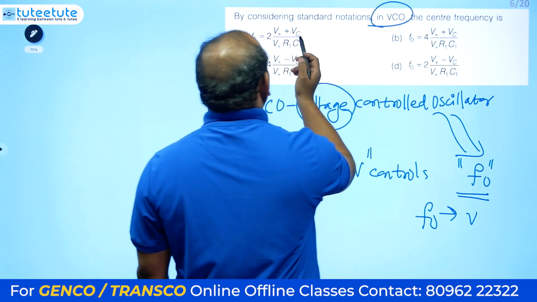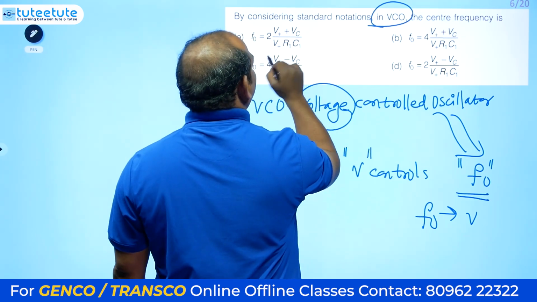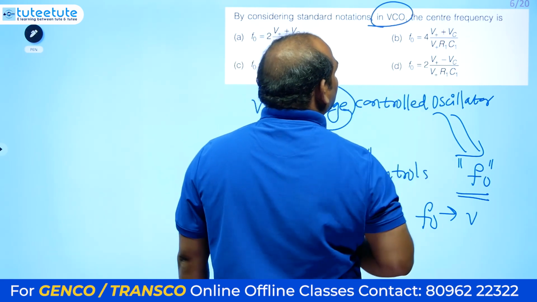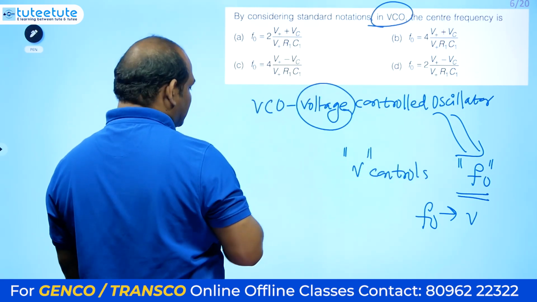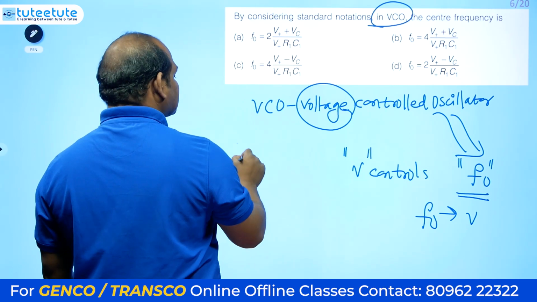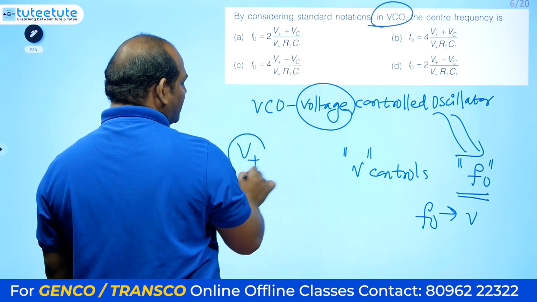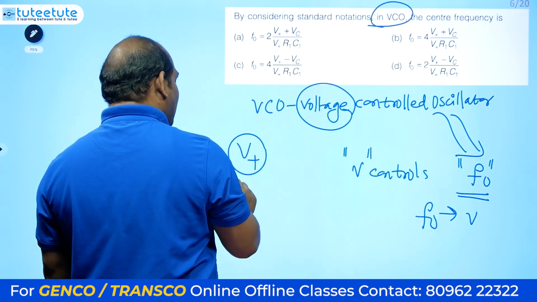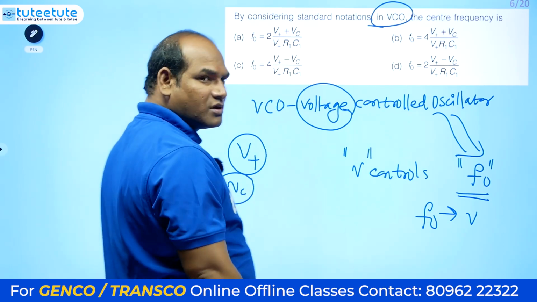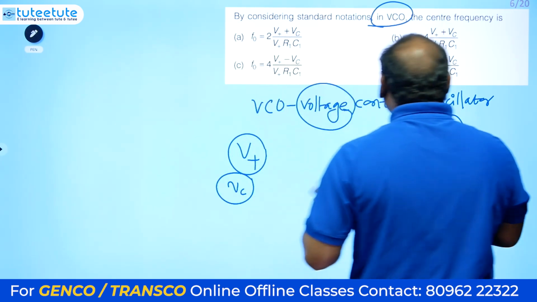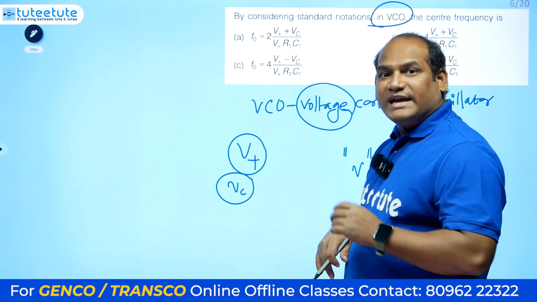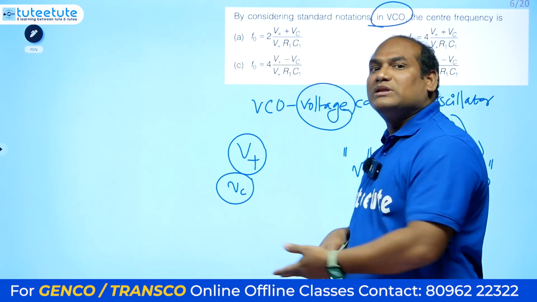So you can check here. Okay, V plus, V, VC, like this we have. But actually if you see the VCO diagram, you will be having the supply voltage that may be indicated with V plus, and you will be having the control voltage also. So we need the difference between these two, and it will control the frequency.